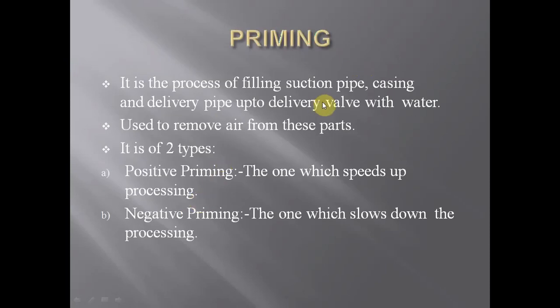The next one is priming. It is the process of filling the suction pipe, casing and delivery pipe up to the delivery valve with water. Priming is used to remove air from these parts. It consists of two parts, that is positive priming and negative priming. Positive priming is the one which speeds up processing, negative priming is the one which slows down the processing.